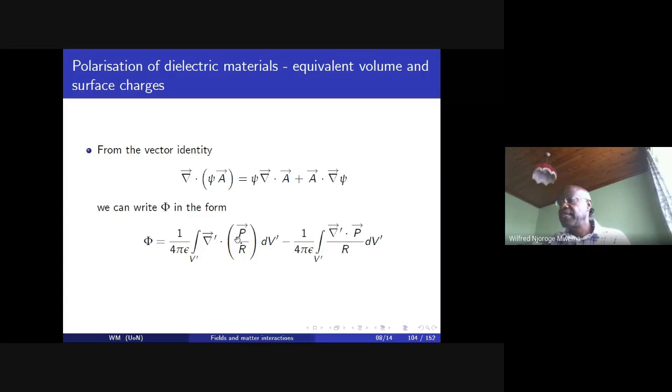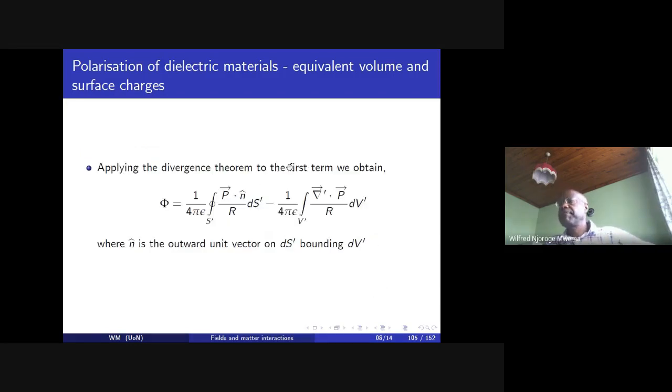In that equation, the a here is going to be P prime, and psi is just 1 over r, multiplied by dv, minus 1 over 4 pi epsilon, the integral of v prime of the divergence of P over r dv. Now, once we have this, we can always use the divergence theorem to reduce these equations into surface integrals as well as volume integrals.